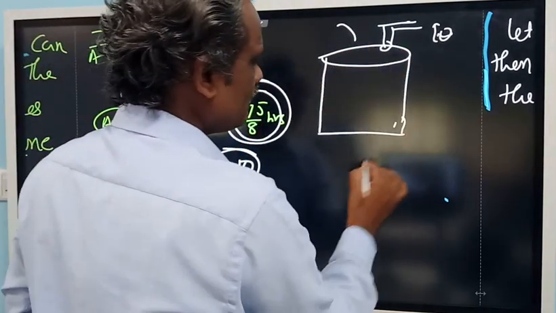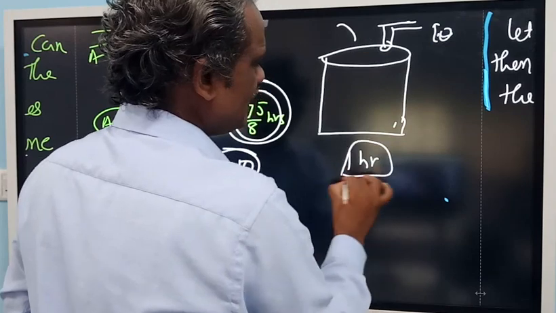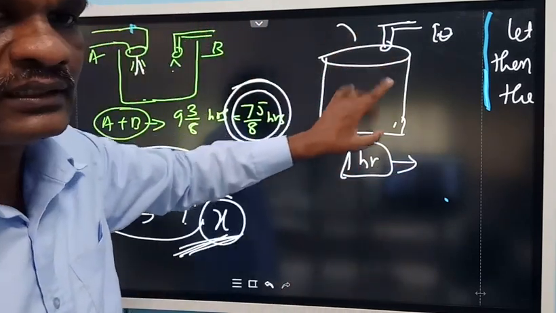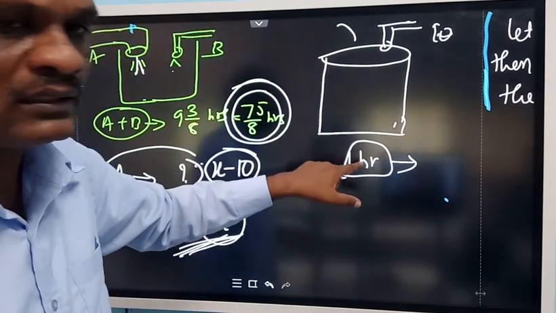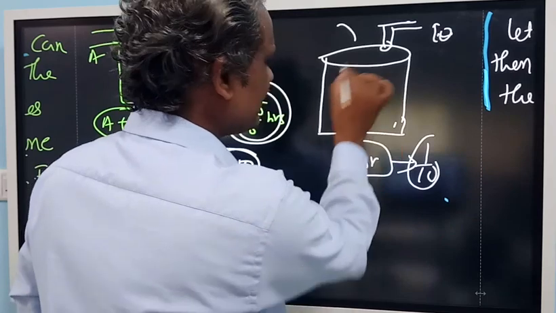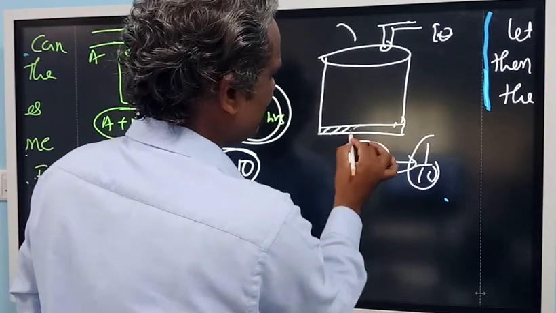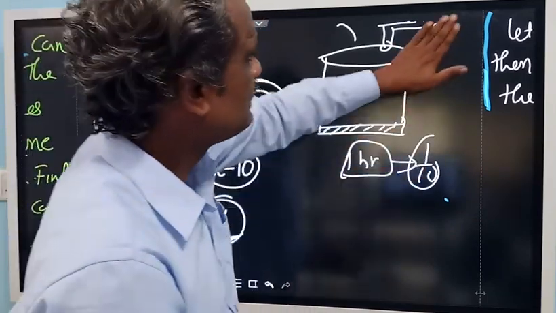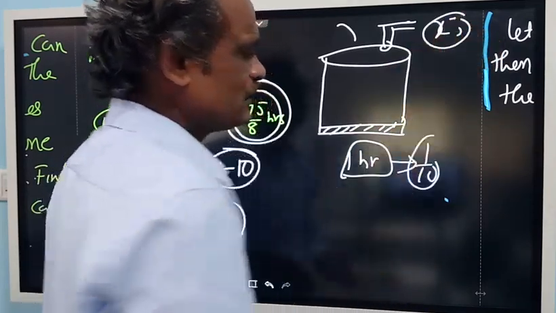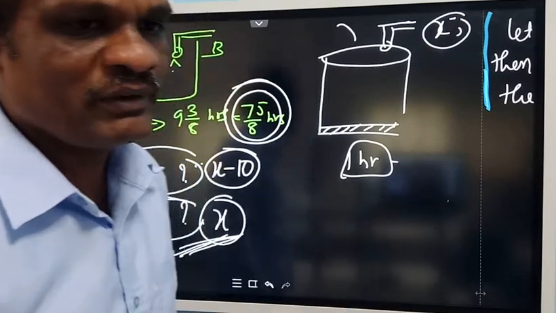In 1 hour, how much part will be filled? The complete tank is filled in 10 hours. In 1 hour, how much part will be filled? 1 by 10 part. You divide this into 10 equal parts, only 1 part will be filled in 1 hour. Suppose I take X hours, the smaller tap takes X hours. In 1 hour, how much part will be filled?